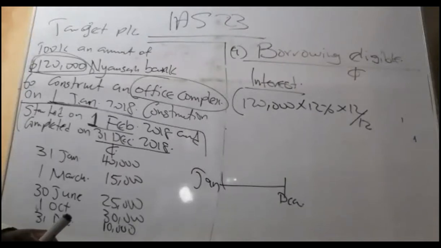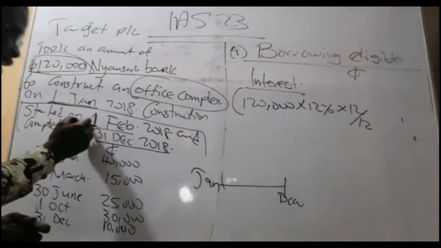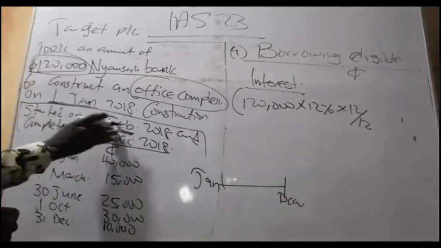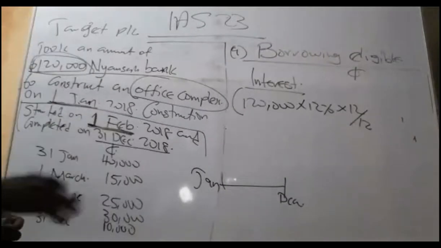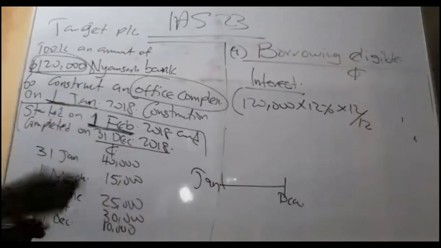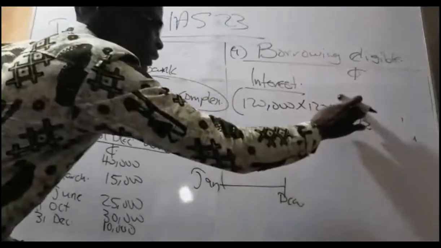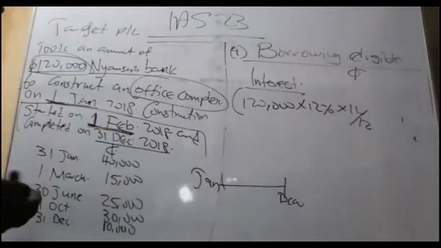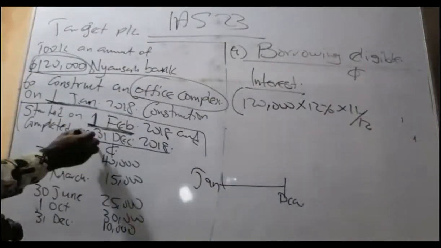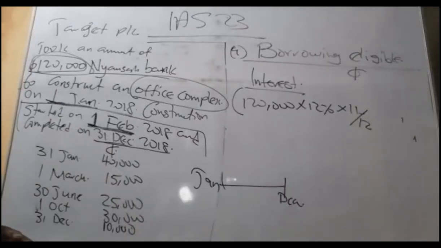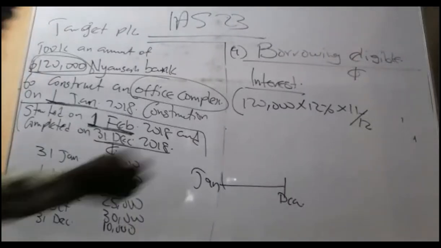So we won't start the capitalization from January. We start from February, because that's where the construction starts from. If they don't tell you where they started from, then we assume that they started the construction when they picked the money. So that is it. So it has to be 11 months, because we start from February up to December, when construction ended. We are done. So we want the total interest expense.